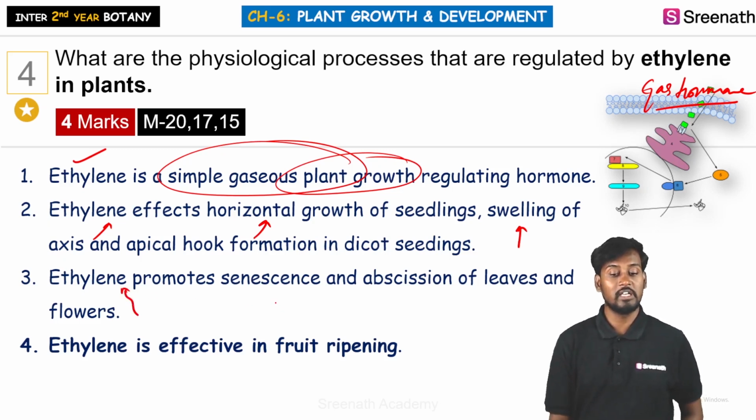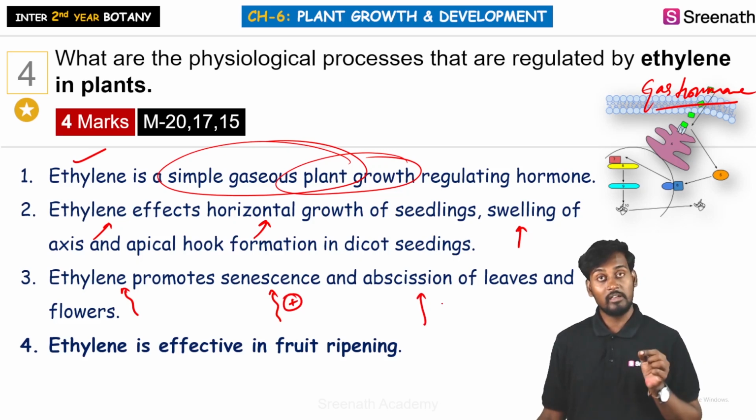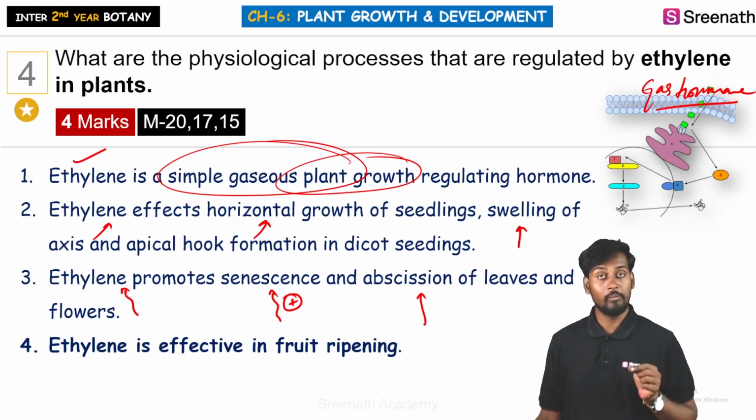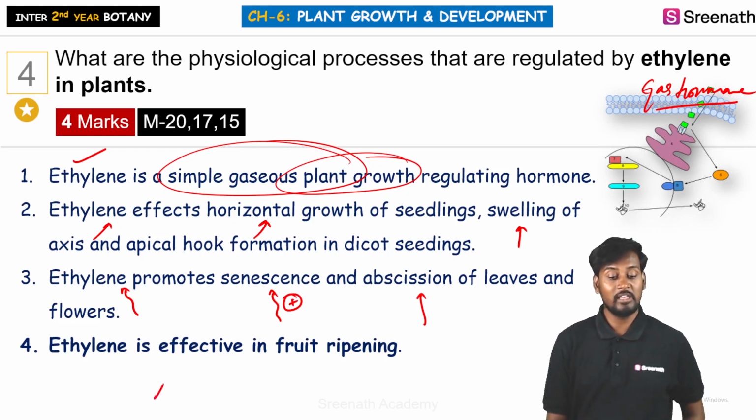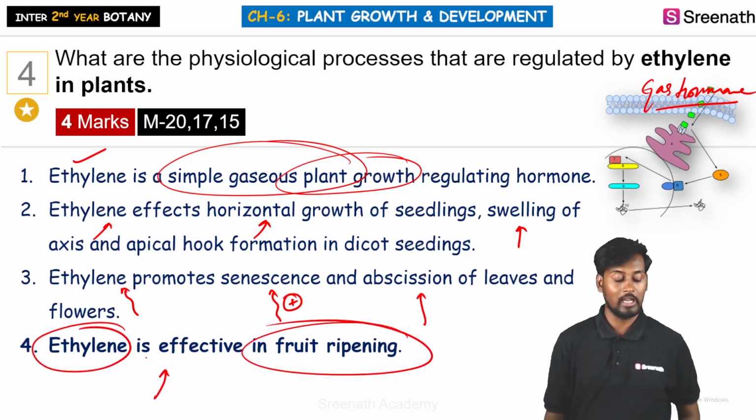Ethylene is the one which generally promotes senescence, that is aging of the plant parts. It is also involved in abscission, that is if the climatic condition is not favorable, the leaves, fruits and flowers will be falling off of the plant, which is called the abscission process. And we can see ethylene is one of the major elements involved in fruit ripening.